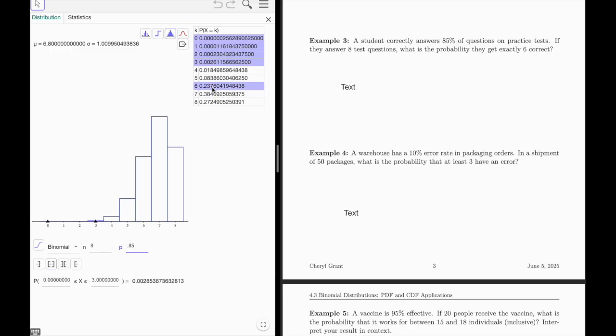So if I look up here in the chart, exactly 6, that's 0.2376 when we round to 4 places. So we're going to put in the probability that X is equal to 6 is equal to 0.2376.